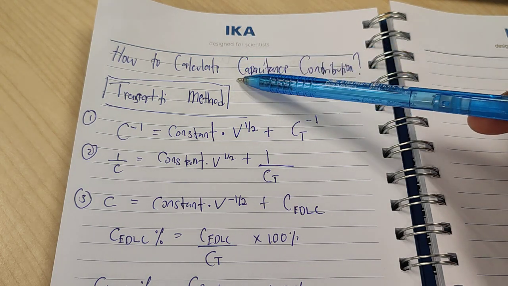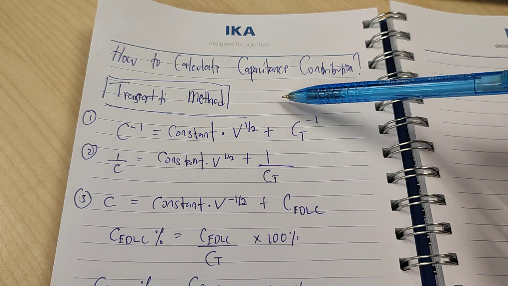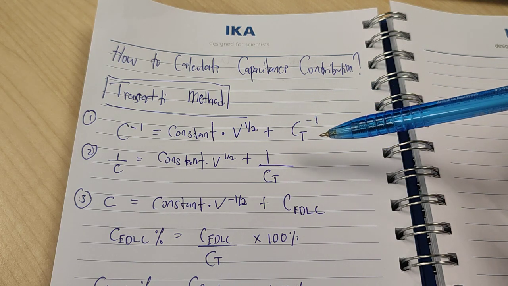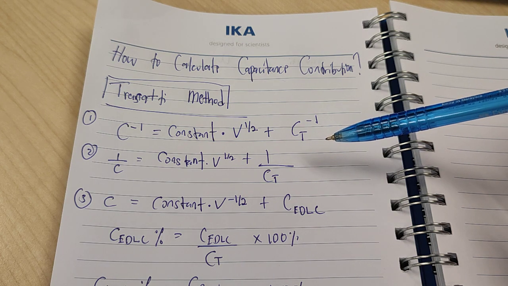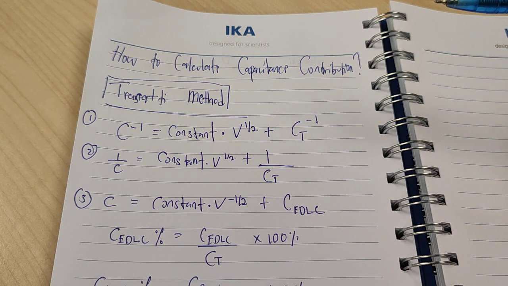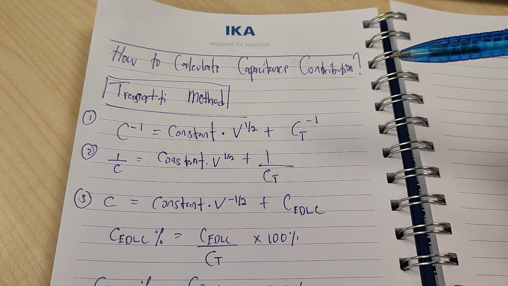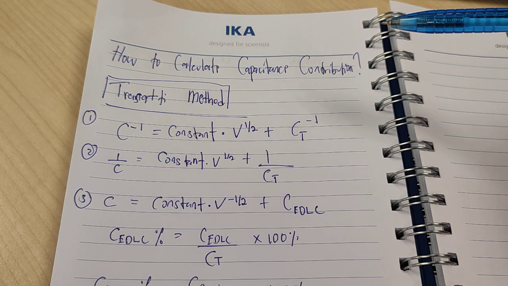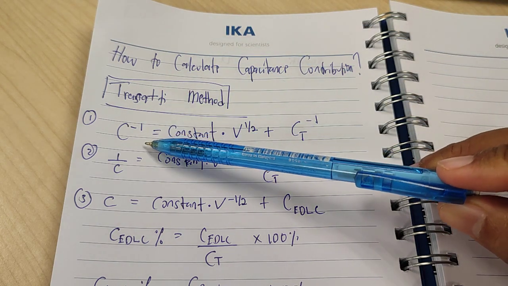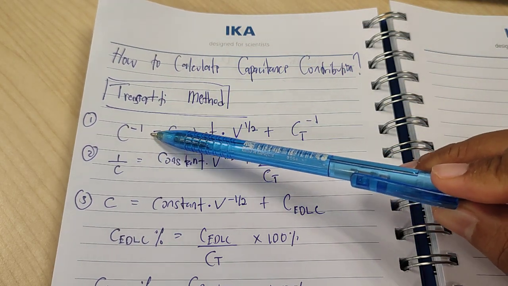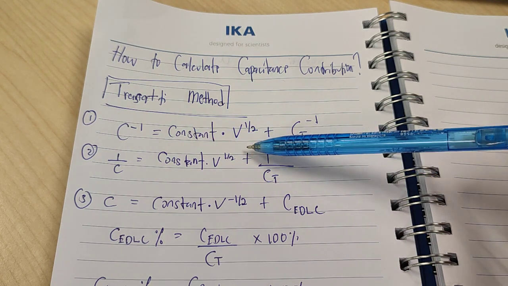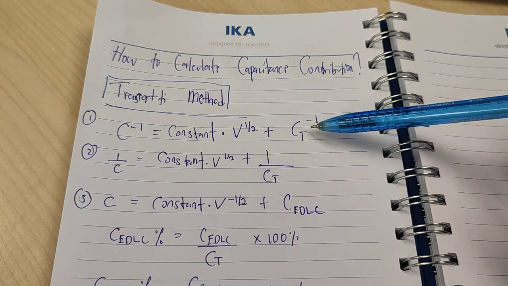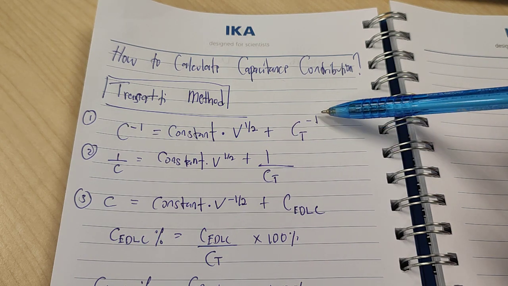The Trasatti method is a specific way to calculate if you are dealing with pseudocapacitive material, or a combination of pseudocapacitive and EDLC. You want to see the contribution of the pseudocapacitor and the contribution of EDLC. This is the general formula: C^-1 = constant × v^(1/2), where v is the scan rate, plus C_T^-1.